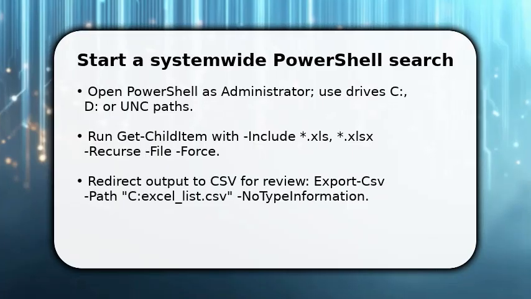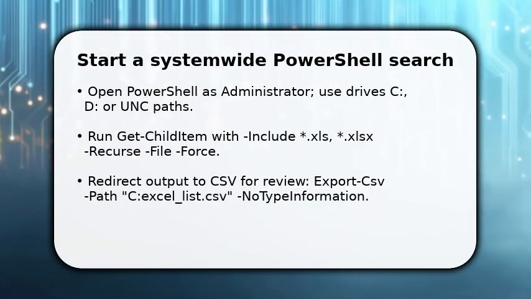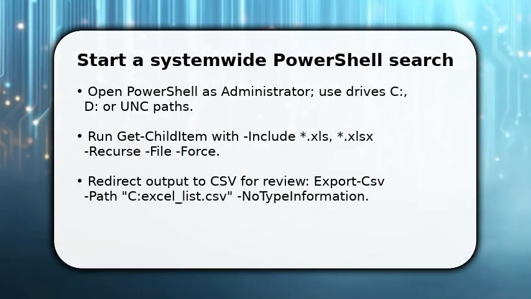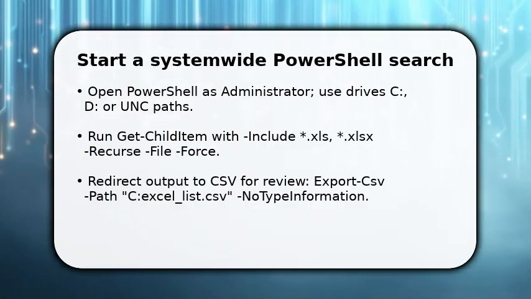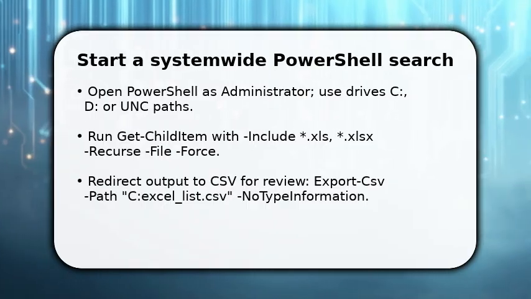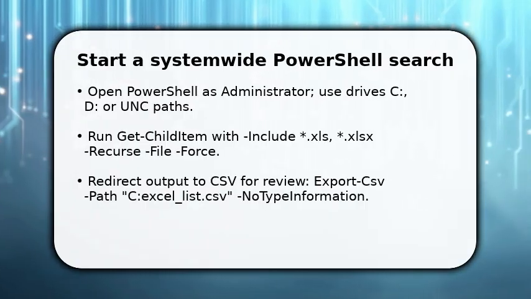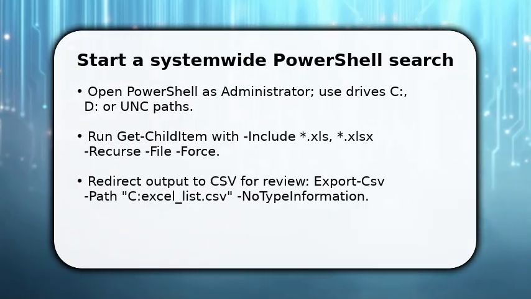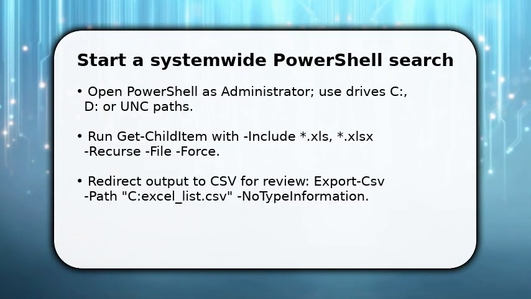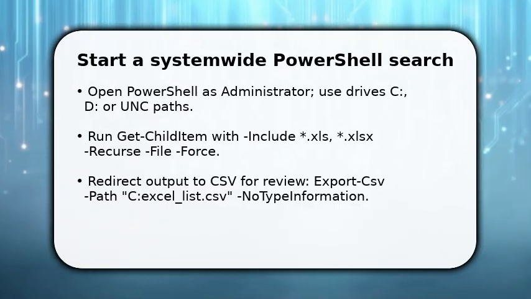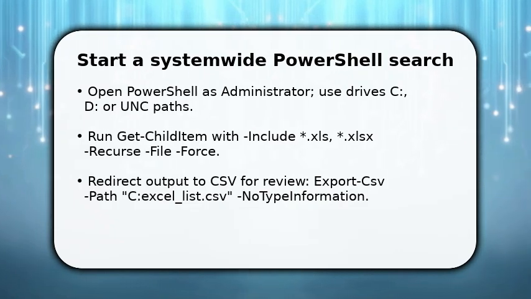You begin by launching PowerShell with elevated rights so you can read all folders. Once done, run Get-ChildItem on the root drives and include both XLS and XLSX patterns, which finds both legacy and modern files. Use -Recurse and -File to avoid folders, and add -Force to include hidden items. Then pipe to Export-Csv so you save a shareable, sortable list. This first step ensures you capture every Excel file the OS can see.